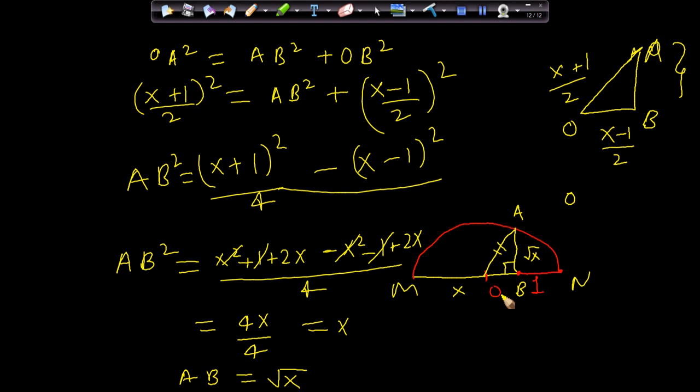So if we draw a length MB as x, extend it by 1 and draw a circle taking this x plus 1 as diameter, then this length AB is root x. This is how we find root x. Okay.